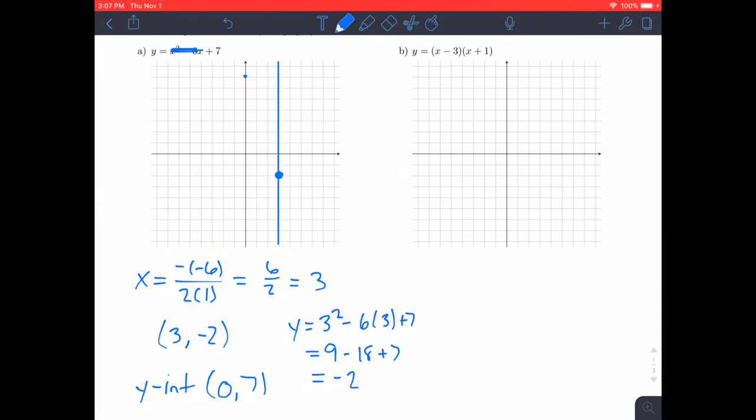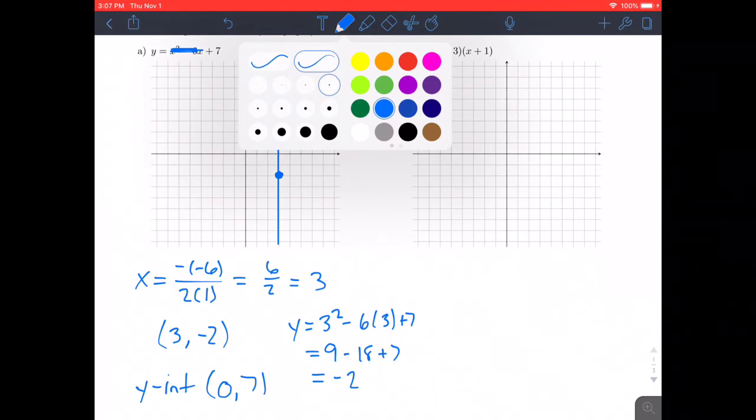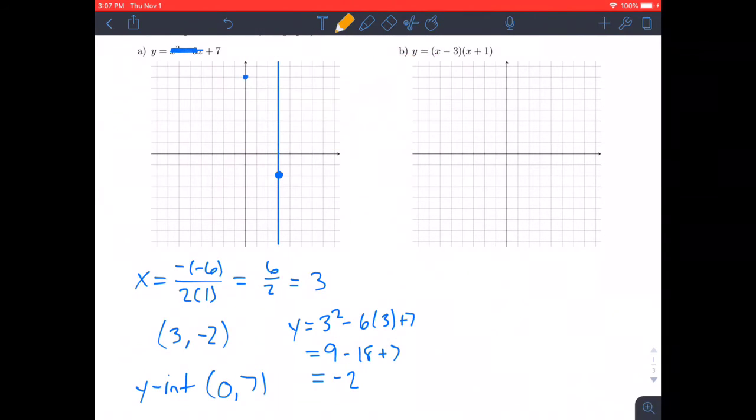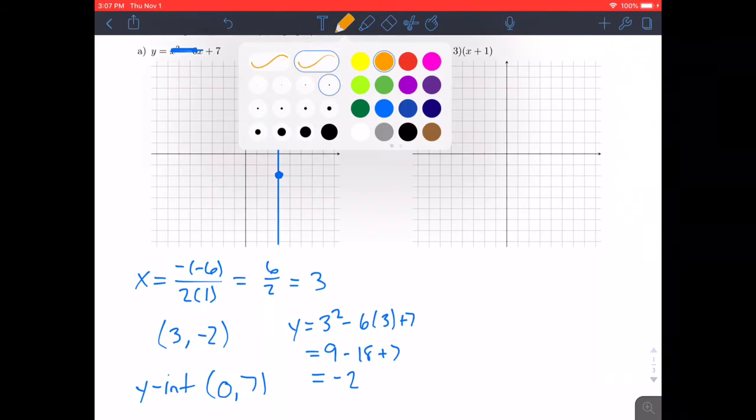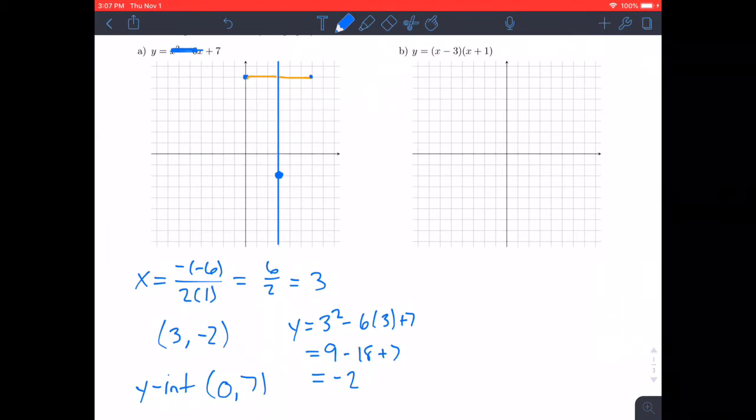And then we can use the symmetry of our parabola to find out where else that would be. So that's 1, 2, 3 away from our axis of symmetry. So we'll go 1, 2, 3 on the other side. There's a third point that you can use. And that's good enough for us to draw that parabola.